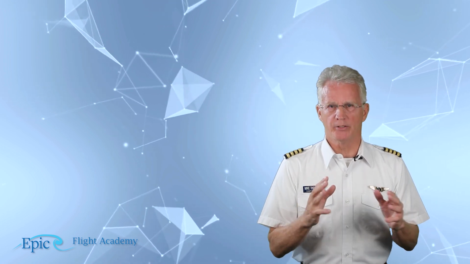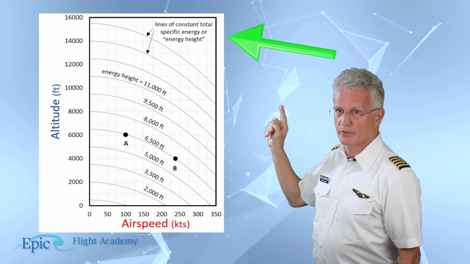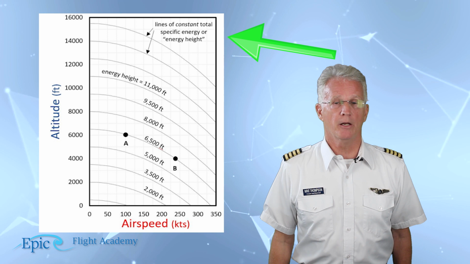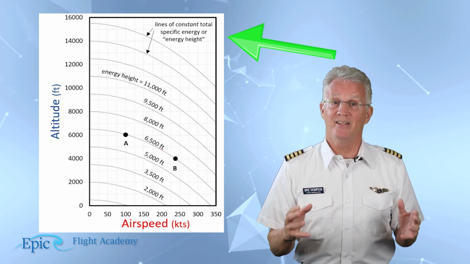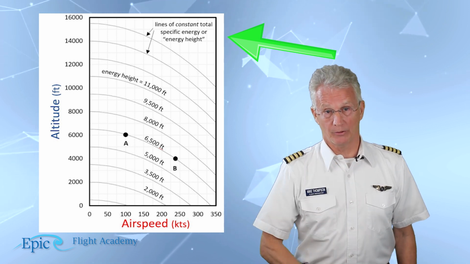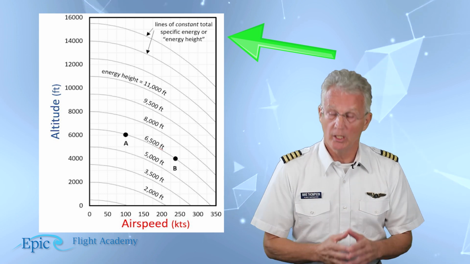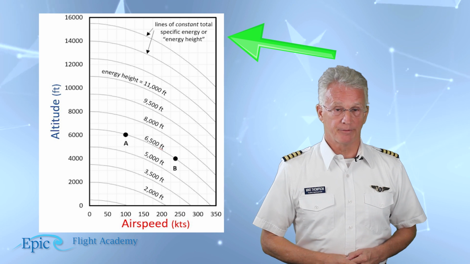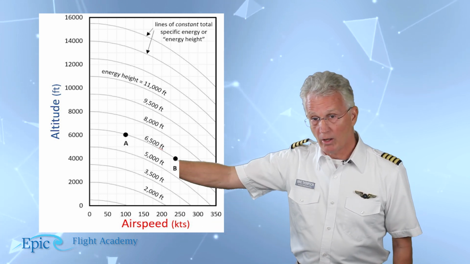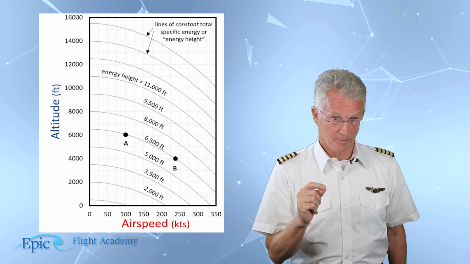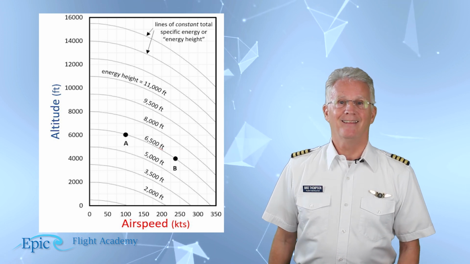Now, with these basics in place, let's jump to our first graph here from Chapter 4. Notice in the upper right where it says lines of constant total specific energy or energy height. Now, important note here, your energy height in these graphs is not your altitude. Your altitude, your potential energy, is shown along the left-hand side of the graph. Your airspeed, your kinetic energy, is shown along the bottom of the graph. Now, on this graph, as we move from point A to point B, along the same energy height line, what is being depicted is that the total energy of the aircraft is the same.